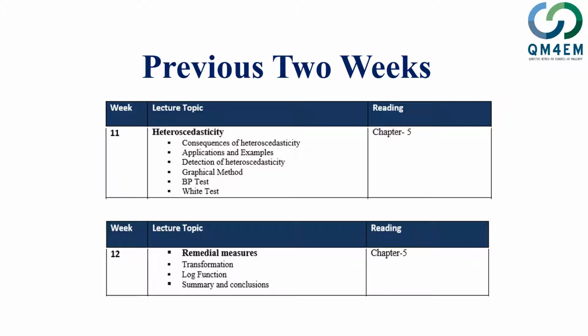We also discussed the tests for heteroscedasticity, namely the BP test and the White test, and we also discussed how we can graphically check for heteroscedasticity. In the previous week, we discussed how we can solve the problem of heteroscedasticity using some remedial measures. We discussed the transformation mechanism and the use of the weighted least squares method, and that was pretty much the discussion on heteroscedasticity during the last week.